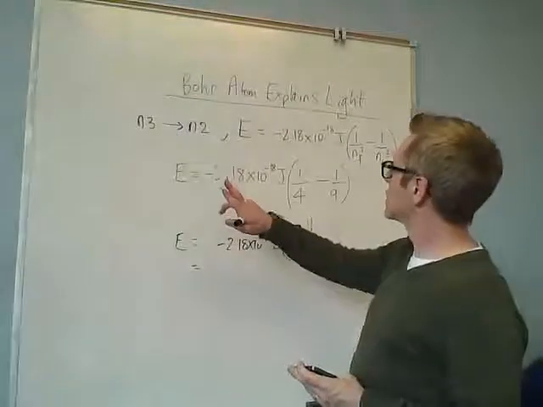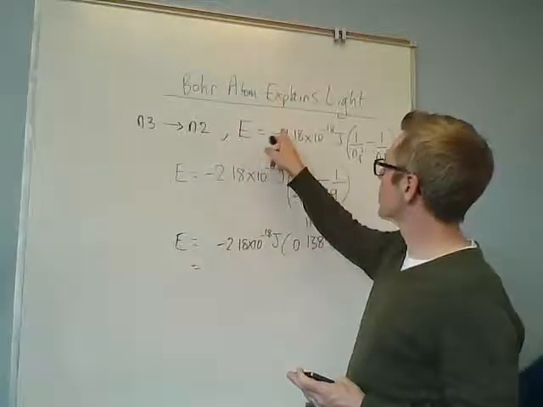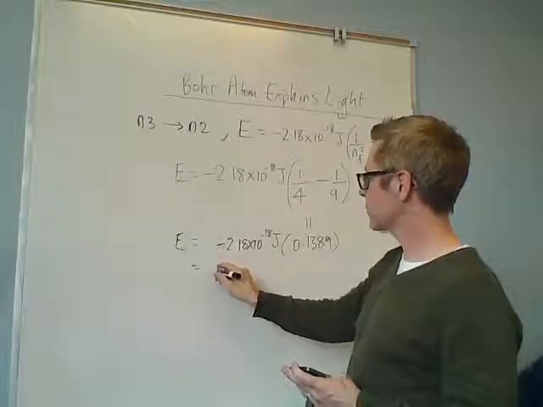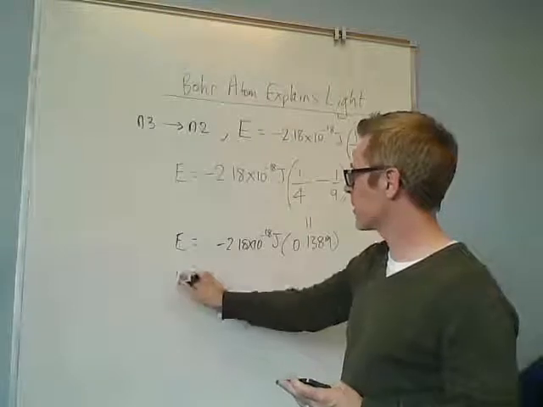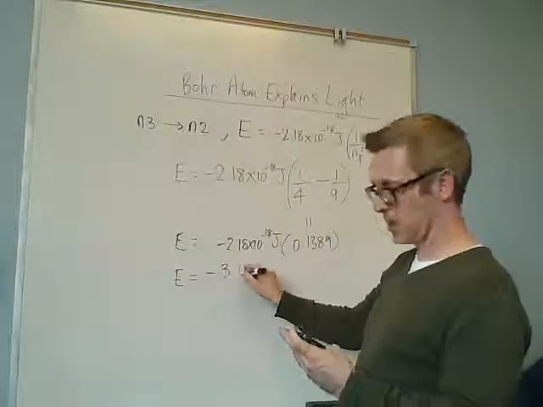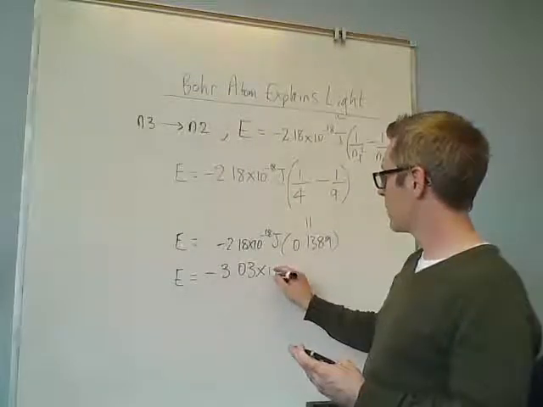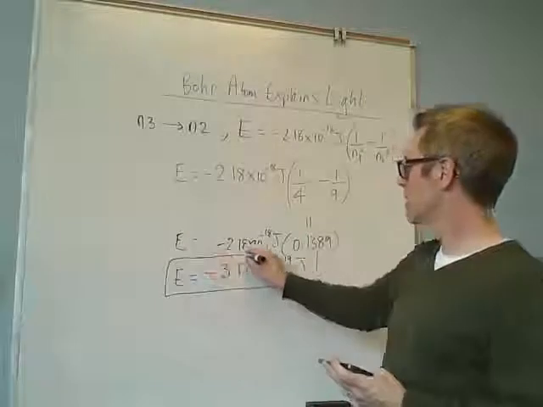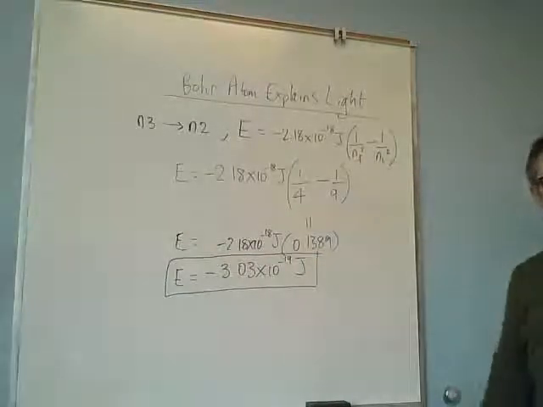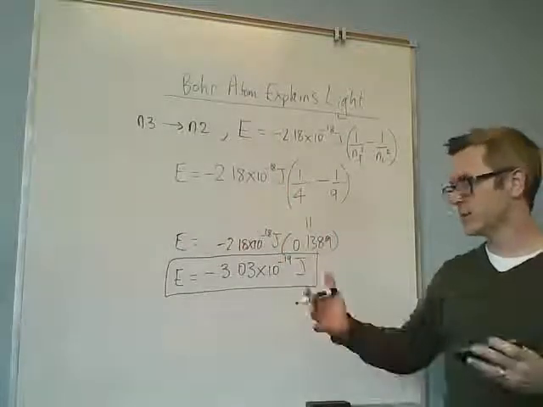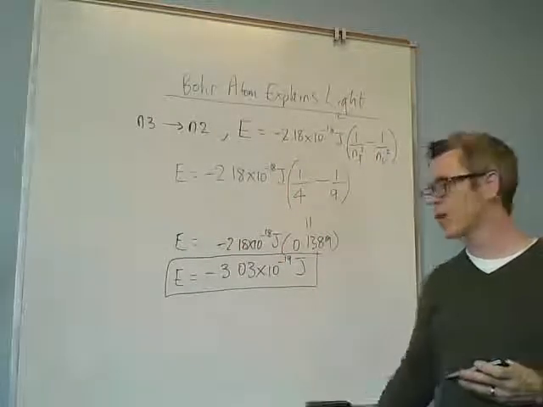Actually, I need a positive value, so I'm going to get rid of the sign. Actually, it doesn't matter. It's probably best the way I've done it. So it's minus 3.03 times 10 to the negative 19 joules. So that's 3, and then it's a point, then 18 zeros, and then 3.